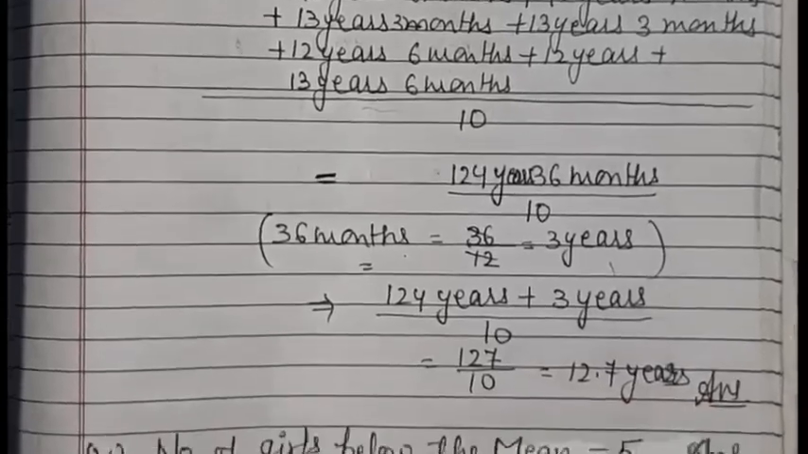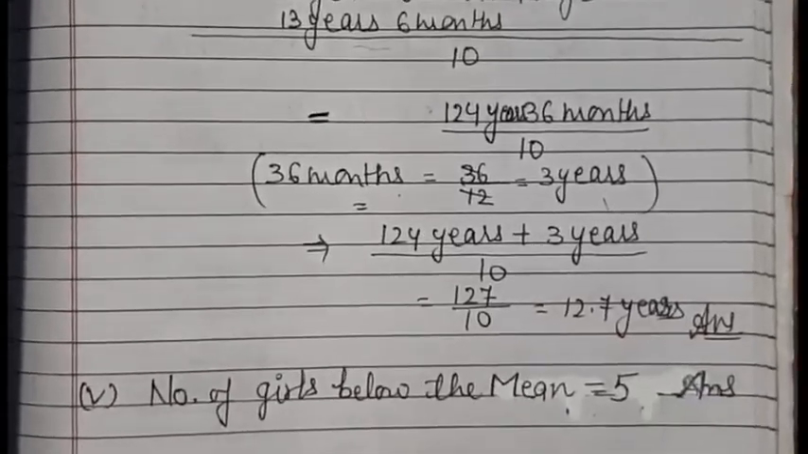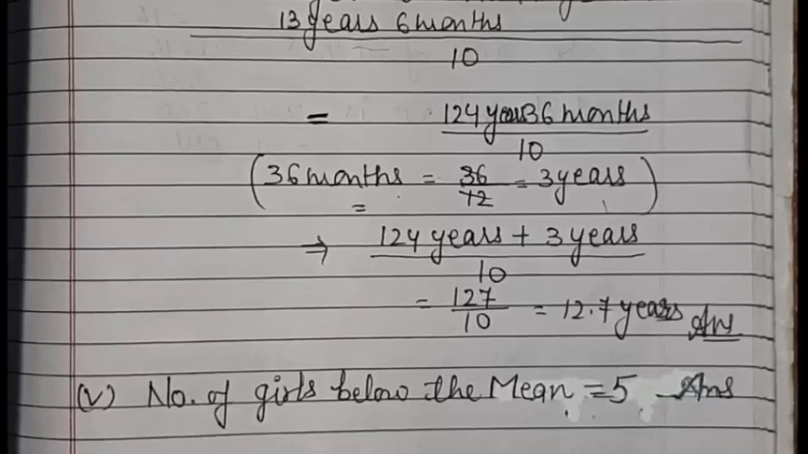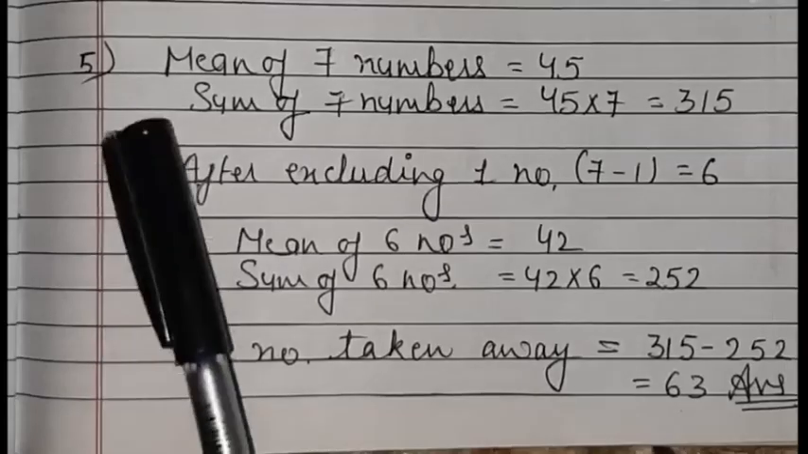Now fifth part. Fifth part, number of girls below the mean. How many girls are below the mean? The mean is coming 12.7 and we have to check. When you check, 5 girls' ages will be below the mean. Now come to fifth numerical.